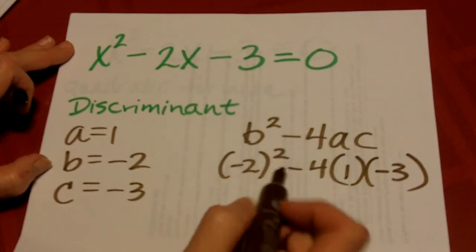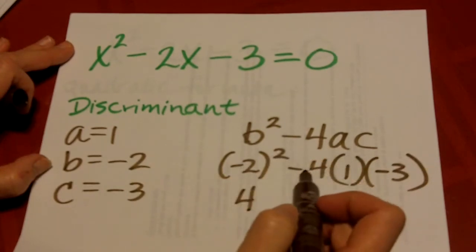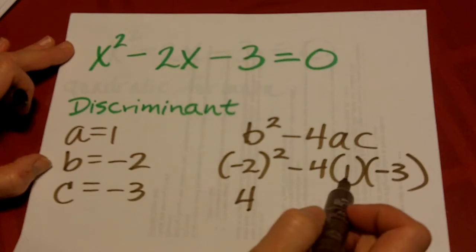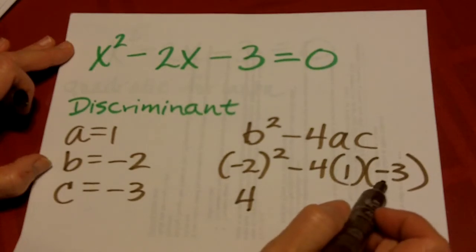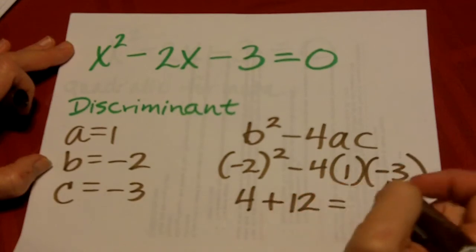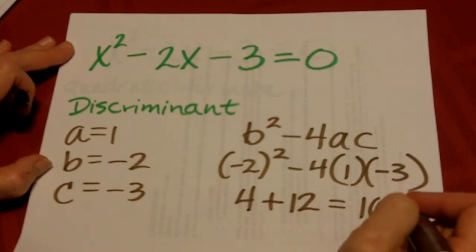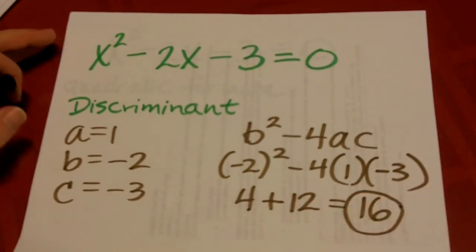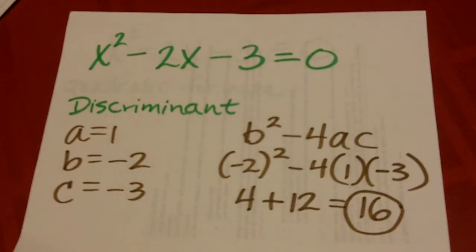In this case, negative 2 squared is 4, and we have a negative 4 times 1, which is negative 4, times a negative 3, which is a positive 12. And so we get as our answer for the discriminant 16. Now, this is not the answer for x. Let me tell you what the discriminant shows us.